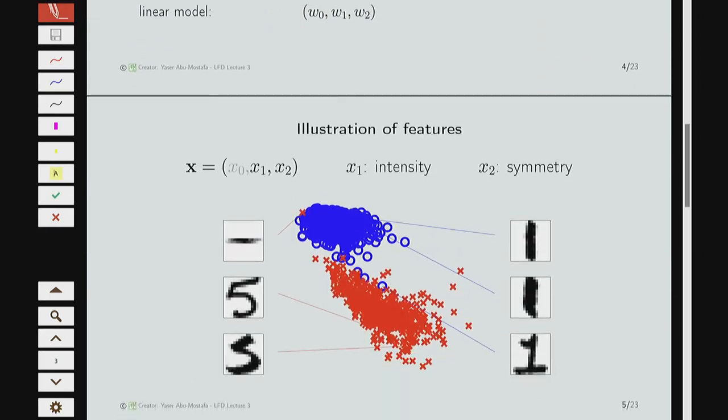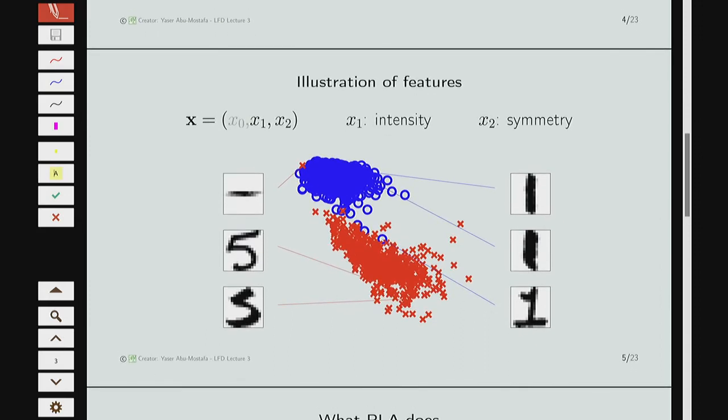Now if you look at digits 1 and 5, these two extracted features, intensity and symmetry. It turns out that it's missing in the textbook, but this is x1, this should be x2. The intensity on this axis, and then symmetry on that axis. You see, the red dots represent 5. The blue ones are 1.